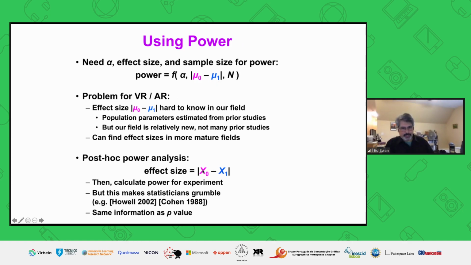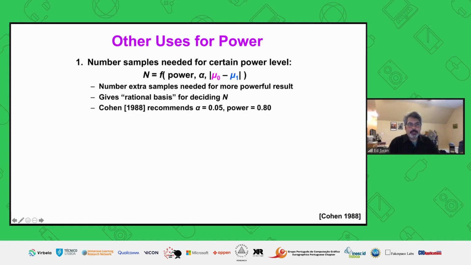Of course, you should report these effect sizes because those are the findings of the experiment. How much faster or slower were people in stereo versus mono? But you should not use that number to calculate the power. It's the same information as the p-value. So the main use for power is here, the number of samples needed for a certain power level. And Cohen has a recommendation that's been pretty widely adopted. If you can do a power analysis, you set your alpha level to 0.05 and your power to 0.80. So the probability of a type 2 error is about 4 times the probability of a type 1 error. That's what Cohen recommends.